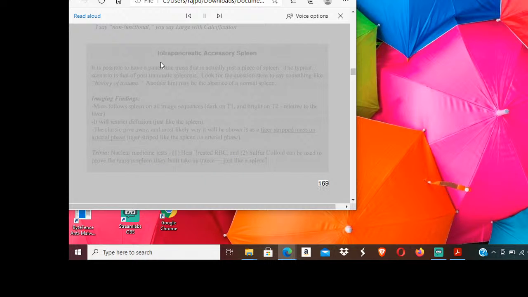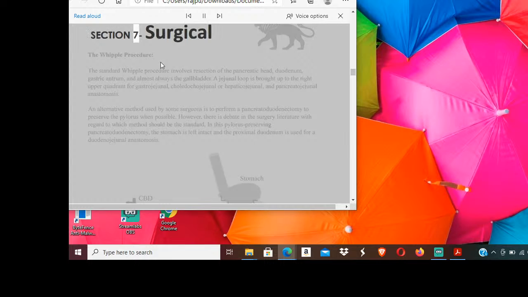169. Surgical. The Whipple procedure. The standard Whipple procedure involves resection of the pancreatic head, duodenum, gastric antrum, and almost always the gallbladder. A jejunal loop is brought up to the right upper quadrant for gastrojejunal, choledochojejunal or hepaticojejunal, and pancreatojejunal anastomosis.